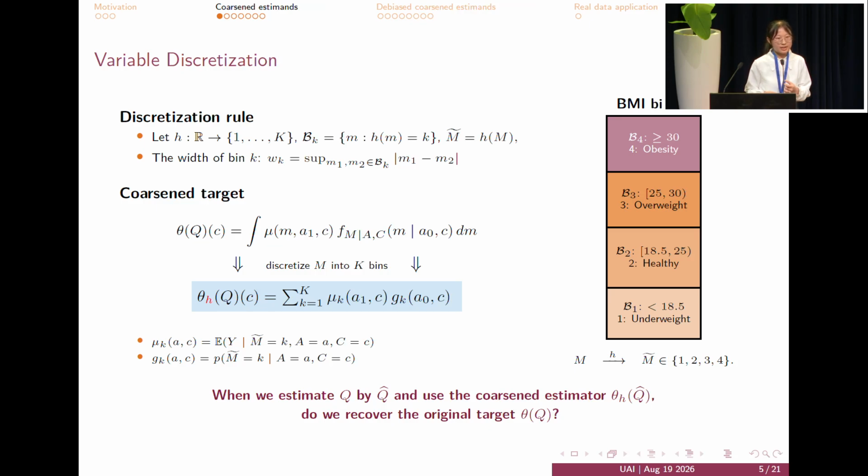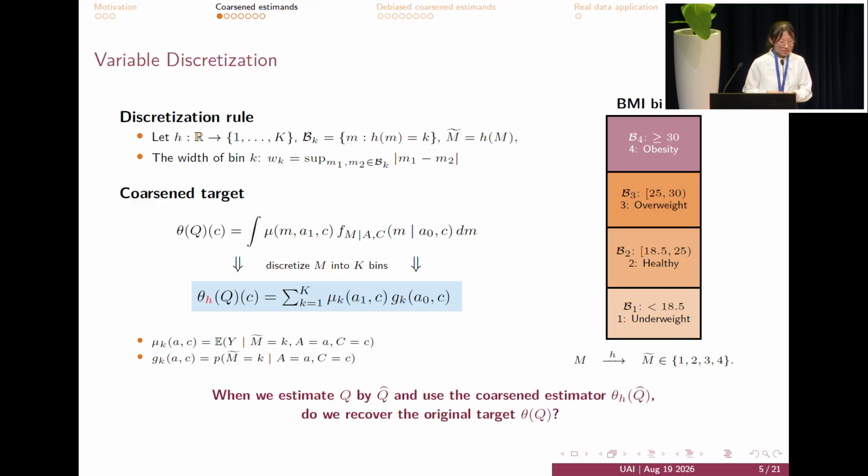We can take the BMI as an example. Let's look at the BMI bar. We divided the continuous BMI into 4 intervals. Then, mapping them into tilde m 1, 2, 3, 4, they correspond to the clinical categories. After we have these bins, we can rewrite the targets as the causal target from the original one. We replace the outcome regression by the within-bin specific mean, and we replace the density by the probability.